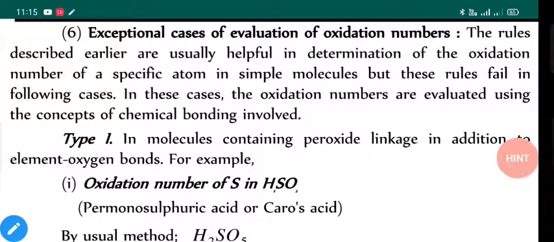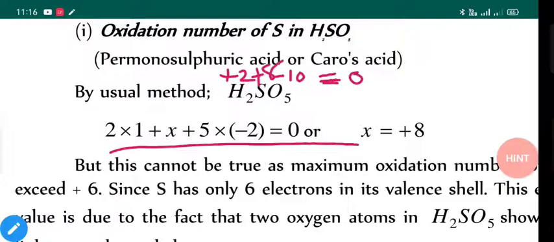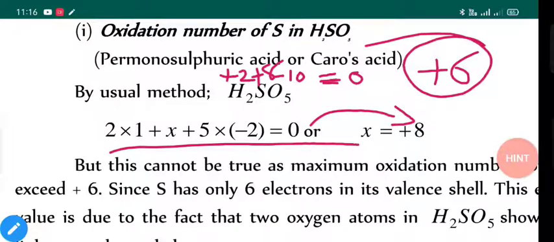So the first one is the oxidation number of sulfur in H2SO5. If we calculate the oxidation state using our regular method, we have 2 hydrogens, so it will give us +2. We have 5 oxygen, which will give us -10, and the overall oxidation state is 0 because it is a neutral molecule. So that means sulfur should be in +8 oxidation state, and it is also calculated here as well. So as we know, sulfur shows a maximum of +6 oxidation state. So +8 is not possible for sulfur.